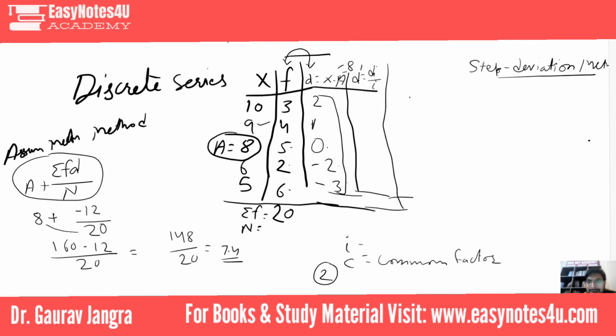So d upon i: 2 divided by 2 is 1, 1 divided by 2 is 0.5, 0 divided by 2 is 0, minus 2 divided by 2 is minus 1, minus 3 divided by 2 will be minus 1.5.